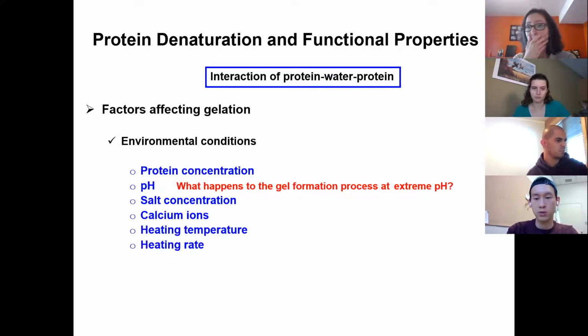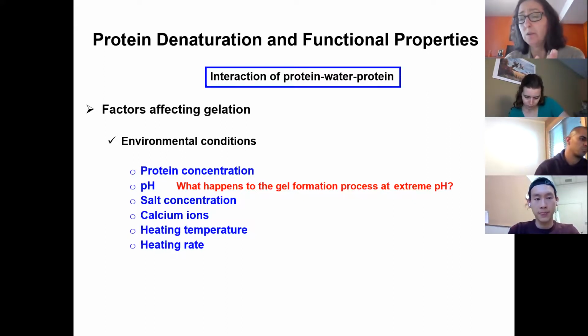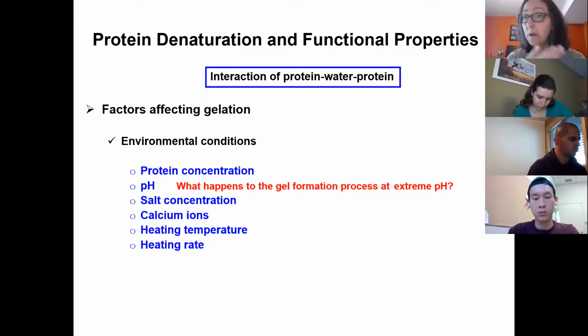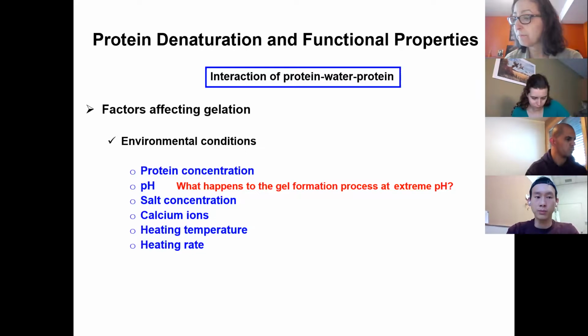Heating temperature and heating rate. You want to heat the protein to above its denaturation point. So if you have a protein that denatures at 90 degrees and you're heating it at 80 degrees, it might partially denature, but not enough to form the gel. You really need to make sure that you heat it above the denaturation temperature for the right amount of time to cause denaturation and then formation of protein-protein interactions.